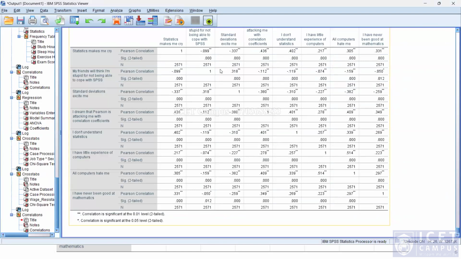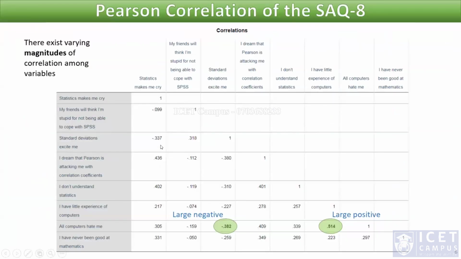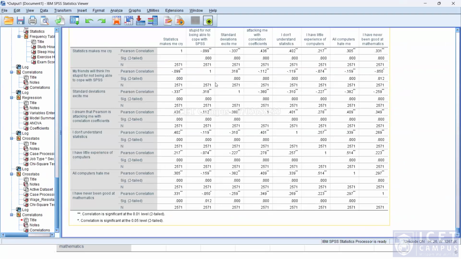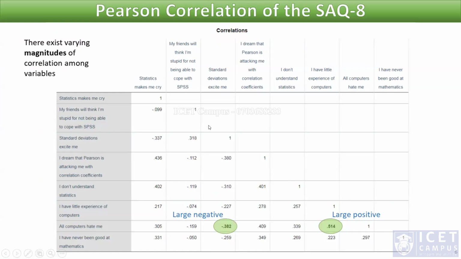It's here, right? Then negative 337, right? Negative 318. Okay, all the things are mentioned there. So this is the thing we can find here, the existing Pearson's correlations.